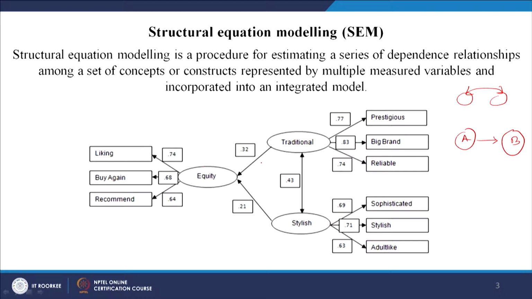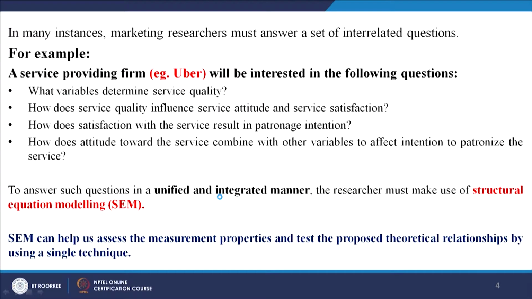So, there is a clear cut path, but these two being independent variables, or exogenous constructs. This is called the dependent variable, or in SEM we call it the endogenous construct. These two are my independent variables in regression, or my exogenous constructs. These exogenous constructs are correlated to each other and they impact the equity, and that is the final result. In many instances, market researchers must answer a set of interrelated questions. You see how important they are.